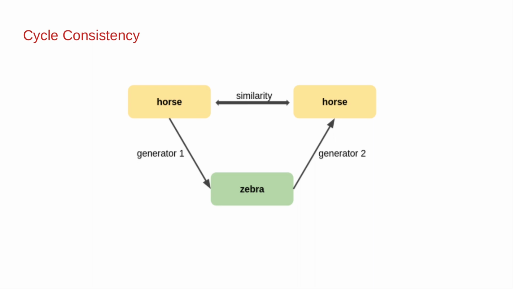And this output from generator 2 should match the original input because both belong to the same domain 1. But if they don't, that is, after the horse input image goes through generator 1, then again generator 2 and produces the horse again, if these two are not similar, then that becomes my loss, and that loss is called cycle consistency loss. So the idea here is that an image output by the first generator could be used as input to the second generator, and the output of the second generator should match the original image.